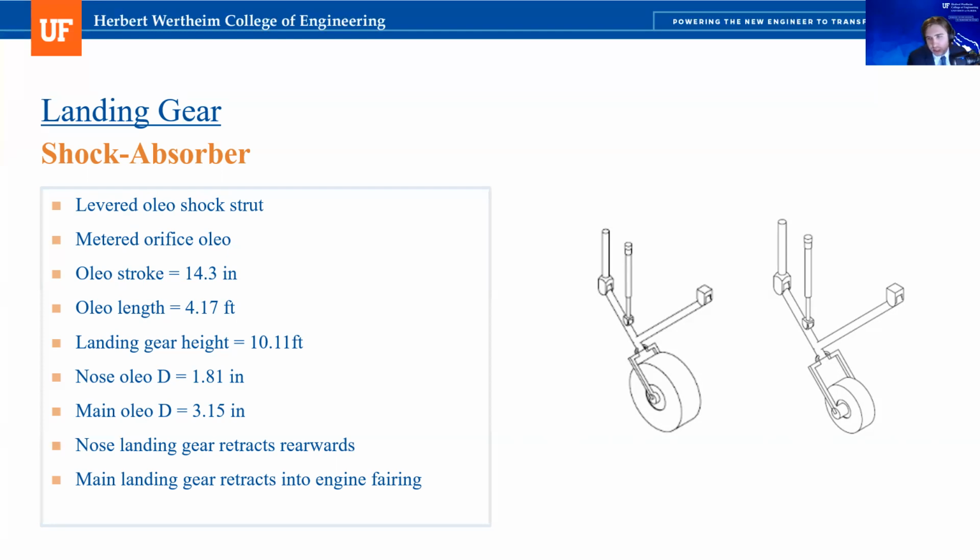With our previously estimated landing velocities and a tire stroke, we were able to calculate the oleo stroke size that we needed, and thus we could size our entire landing gear. The Boeing constructors ended up deciding on a metered orifice oleo because it operates at a higher efficiency than a fixed orifice. Additionally, we decided to design retractable landing gear to reduce aircraft drag in flight, with our nose landing gear retracting aft into the fuselage and our main landing gear retracting into the engine fairing. Next slide.